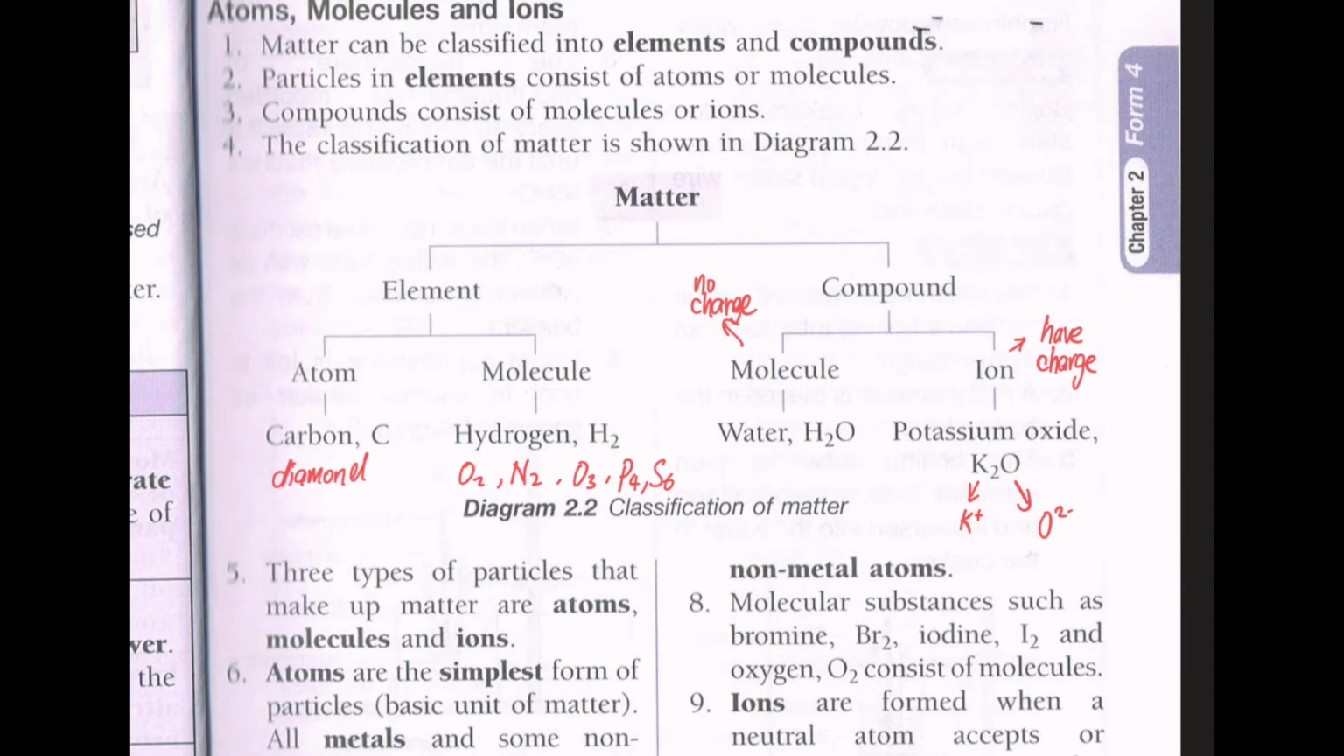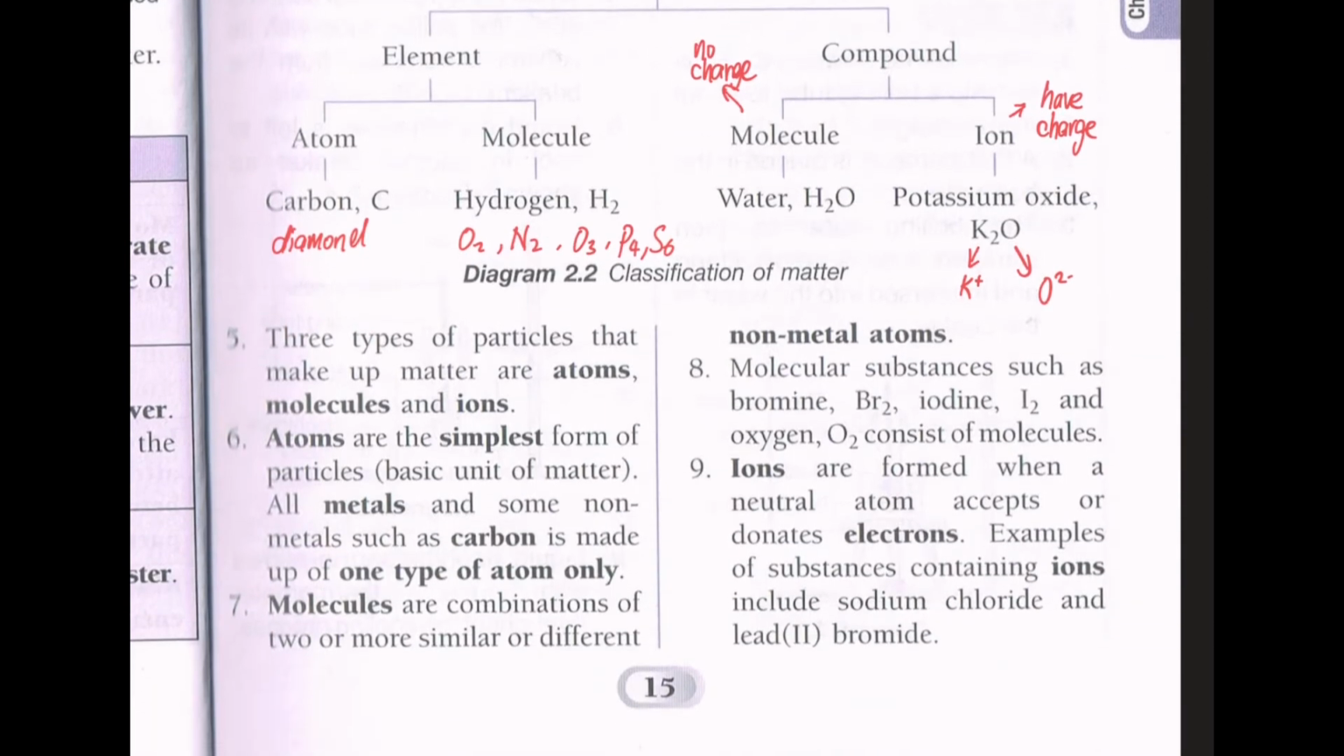Now number 4, we already discussed. Let's see number 5. The 3 types of particles that make up matter are atoms, molecules, and ions. Be careful with molecule. Molecule can be the element kind of molecule, or the compound type of molecule, so molecule is under element and under compound. And then we have ions, which are under compound. Atoms are the simplest form of particle, we call it the basic unit of matter, like C, 1 carbon atom.